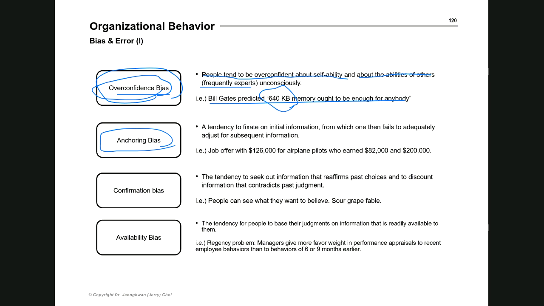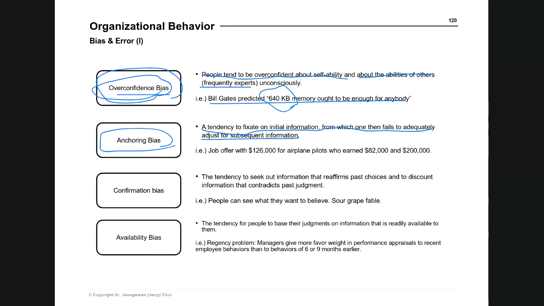Pricing policy, pricing strategy is working because we have an anchoring bias. We call that an anchoring effect or anchoring bias. Anchoring bias is a tendency to fixate on initial information, from which one then fails to adequately adjust for subsequent information. So 9.99: our standard is $10, and if it is under $10, okay, I will buy that.